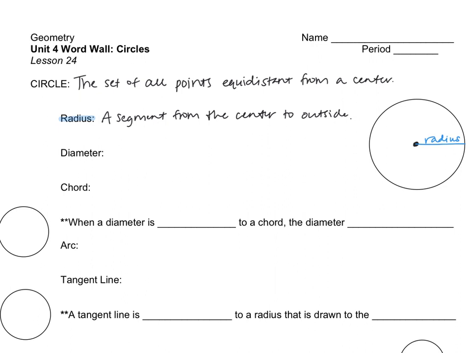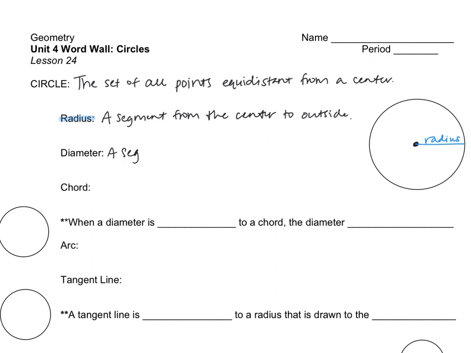Something else we're going to look at is our diameter. We're going to write down the definition of a diameter. It's actually two radii put together. It's a segment whose endpoints are on the circle. So its endpoints are on the outside of the circle, but it goes through the center. Let's write down that definition.